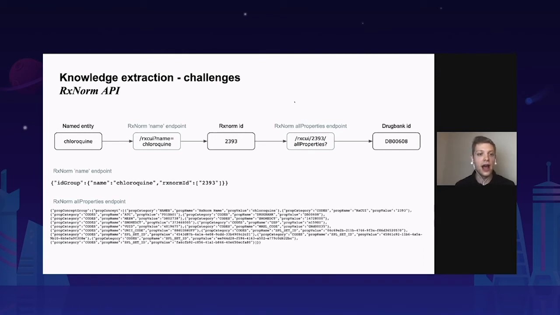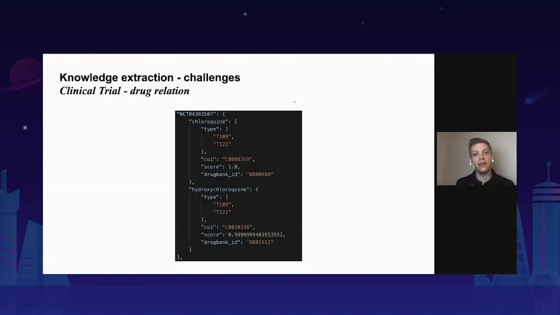RxNorm is a data source, a database for drugs, but they also serve an API, and we can reach one of the endpoints, which, with the name, will give us back an RxNorm ID, which we can use later on to reach another endpoint and get back the ID that we want. In this case it is, for example, a DrugBank ID, but it contains SNOMED, it contains MeSH, and many others. So the output looks like this.